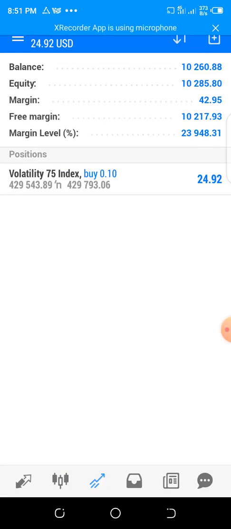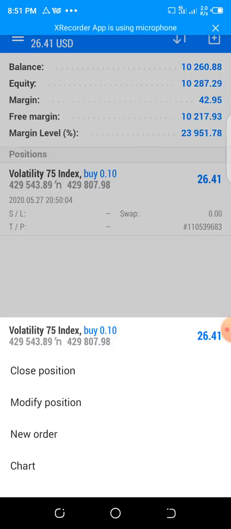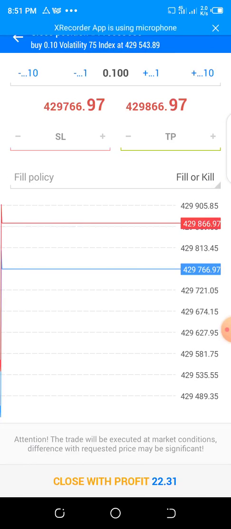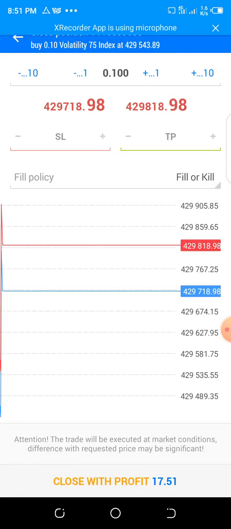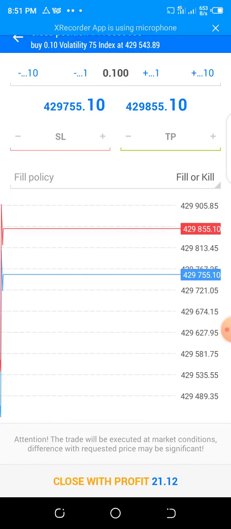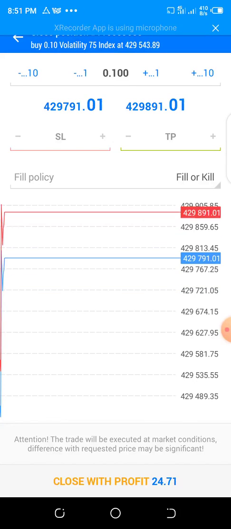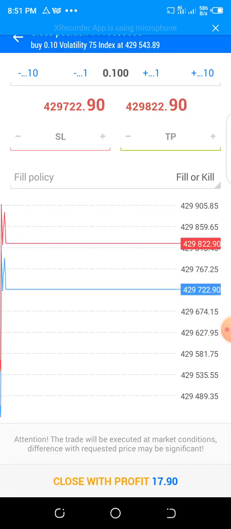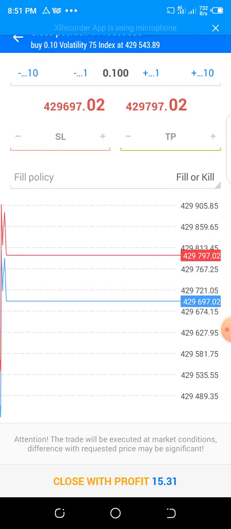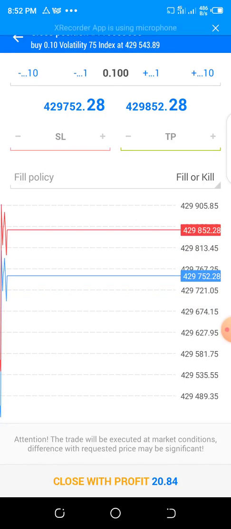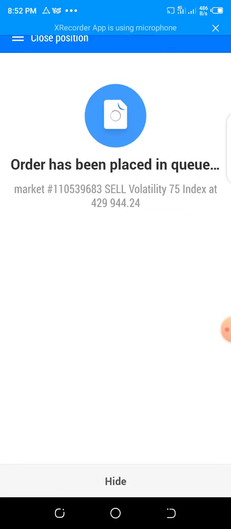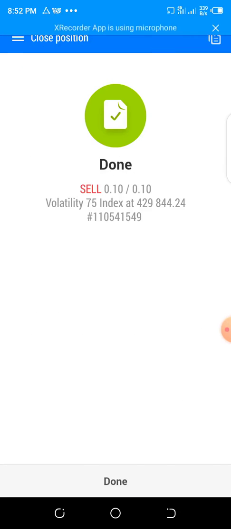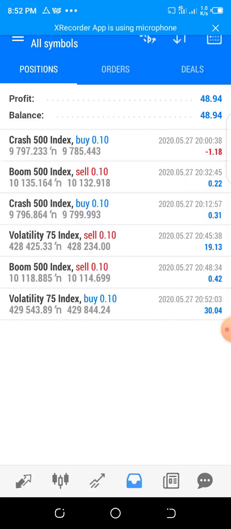So if I start to make something like this, it has come down. You see it. 21, go up. 22, go up. 24 is going up again. It has come down. Go up. 15 is going down. 20, 30. I take trade. So I closed my trade at 30. So now I'm 48. You could see that.